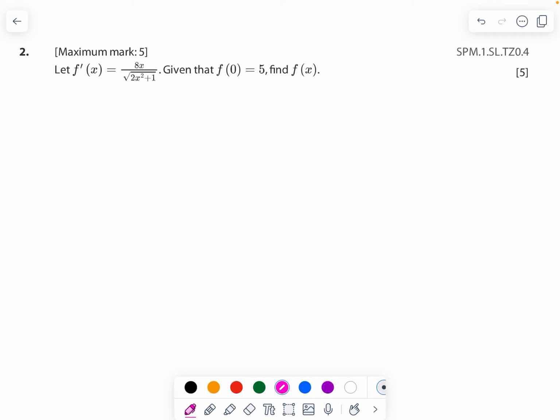So what am I going to do? I am going to do the integration. So integration of 8x upon square root of 2x square plus 1 dx is going to be nothing but f of x. Let me write neatly once again. f of x equals integration of 8x divided by square root of 2x square plus 1 dx. This gives you method 1 mark.